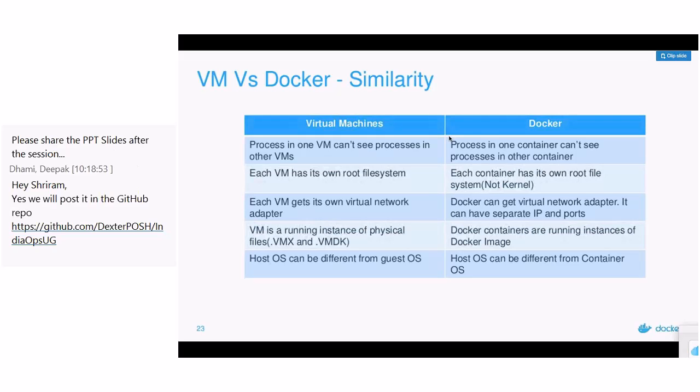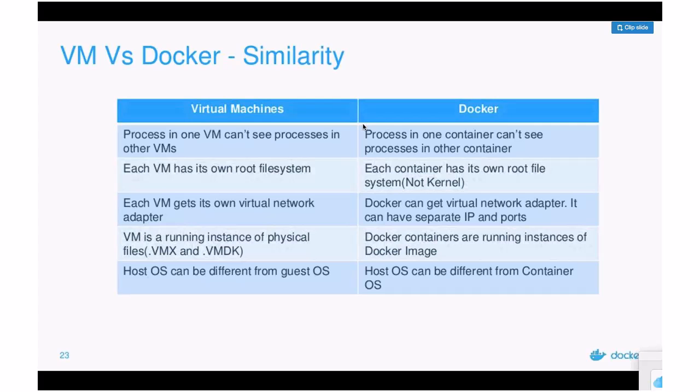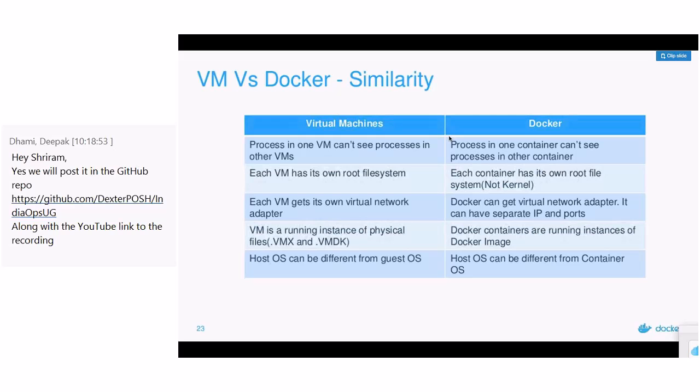So when you talk about a container, it is just the user space of an operating system, whereas a VM has both user space and kernel space. And the other similarity could be that a VM is a running instance of physical files like VMX and VMDK, whereas containers are running instances of the Docker image.